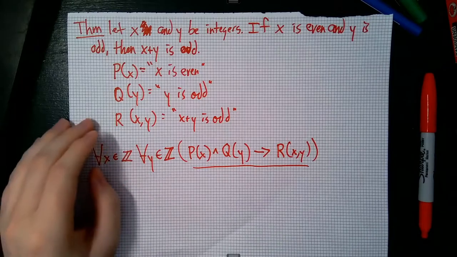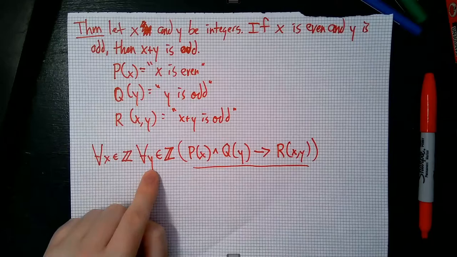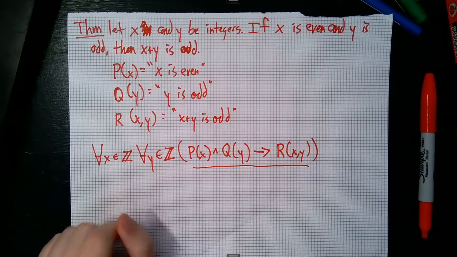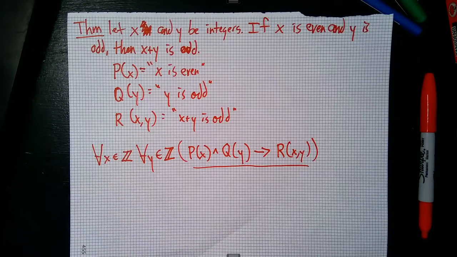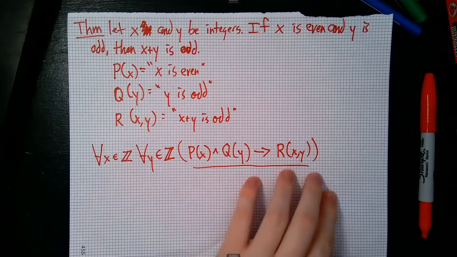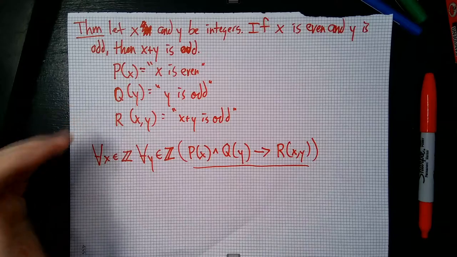So it's not going to be enough for us to just choose specific values of x and y. Let's say x is 2 and y is 1. We can't just do that and say, okay, well, this whole thing is true. What we actually have to do is show that this whole statement is true for every single x and for every single y.